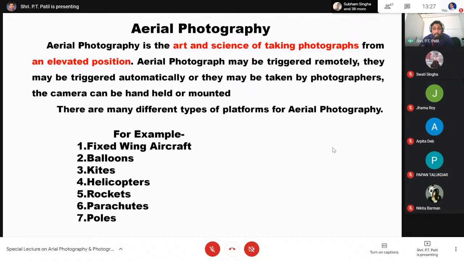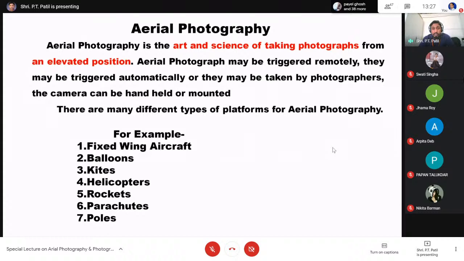Airborne, there are various airborne platforms. Sometimes a kite is also used as an airborne platform. Balloons are sometimes used as airborne platforms. Cameras were mounted over the balloon and photographs were taken. Like that, fixed wing aeroplane or helicopter, or what we call a drone, are also considered as a platform in order to capture aerial photographs. So all these are the platforms. With the help of these platforms, we take the aerial photograph.